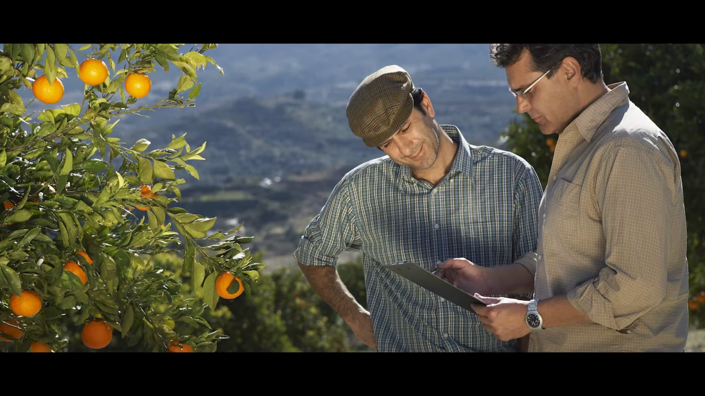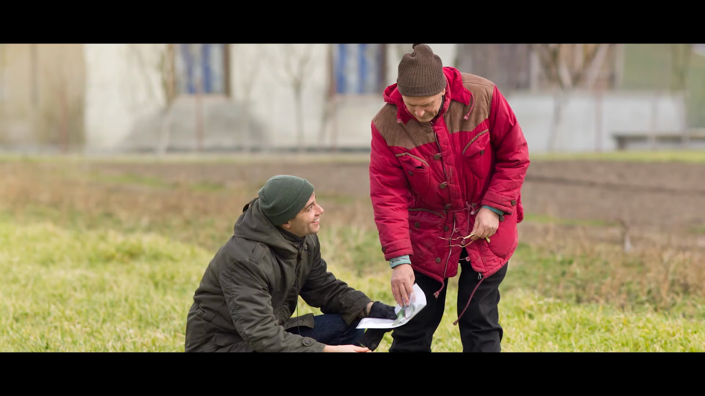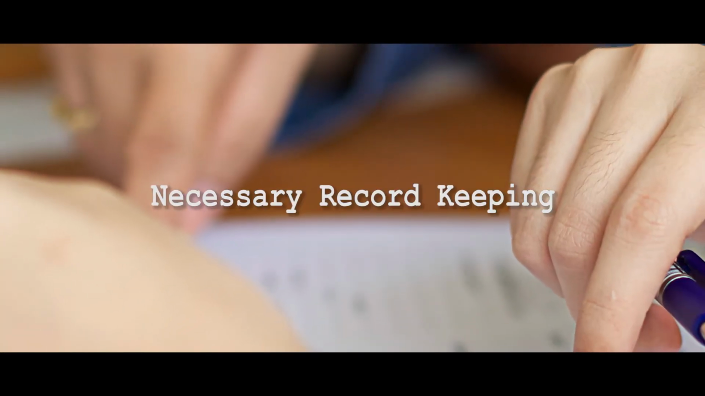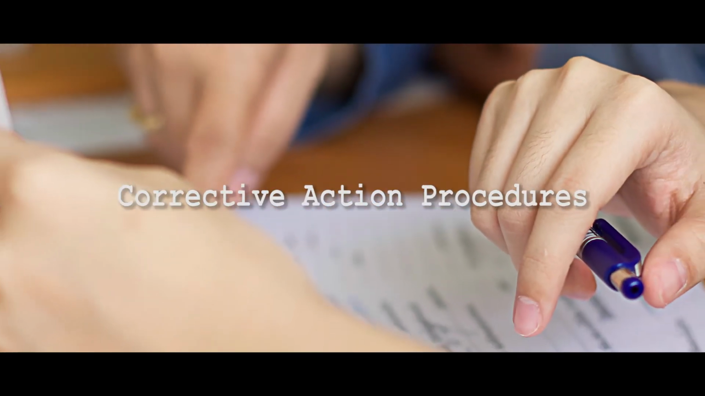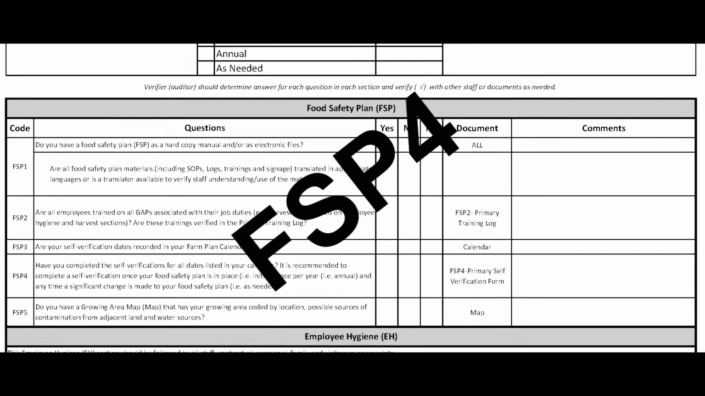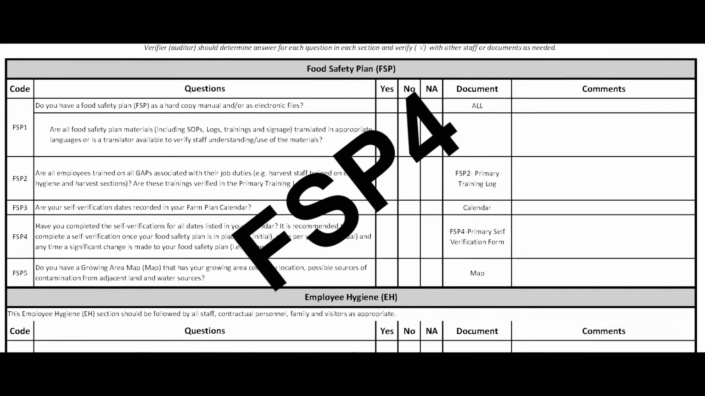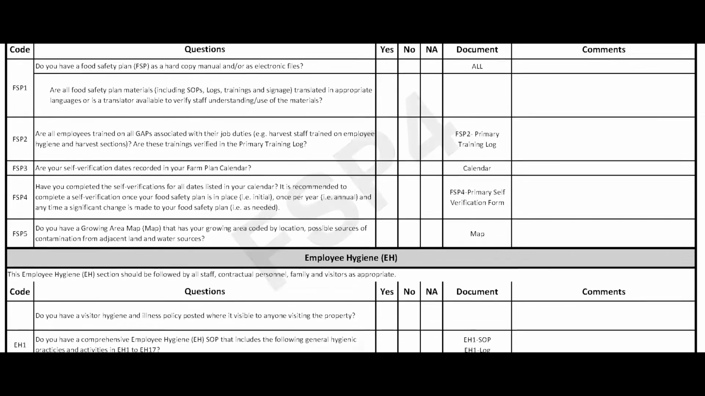The team or individual must also make sure that all other employees are trained appropriately for their job duties and are completing necessary record-keeping, verification activities, and corrective action procedures. This team or individual should regularly review SOPs and revise them if necessary and ensure the regular completion of self-verifications. With your plan and team or individual in place, you can do your first self-verification using the self-verification form.